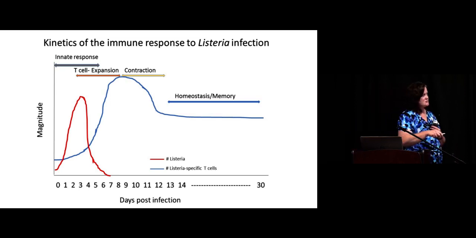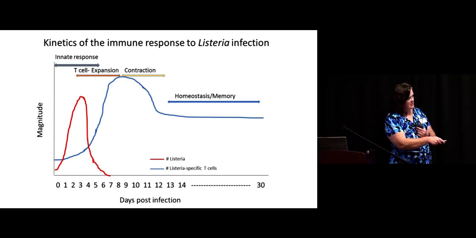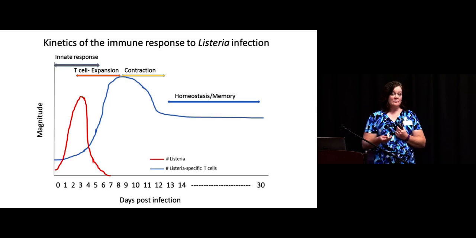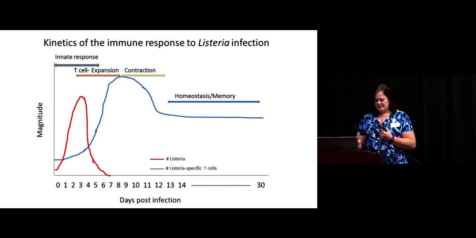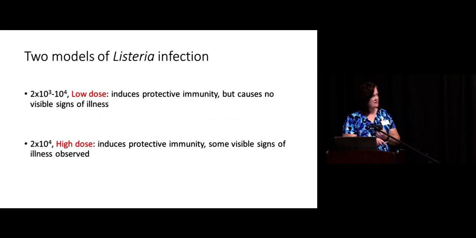So what we wanted to do was ask the question of, well, okay, we know all of these various things are going on at these time points. What's happening with metabolism and activity at all of these time points? So we used 2 doses of Listeria infection. The low dose is what you can think of as a vaccinating dose. It creates an adaptive response without creating a strong illness response.